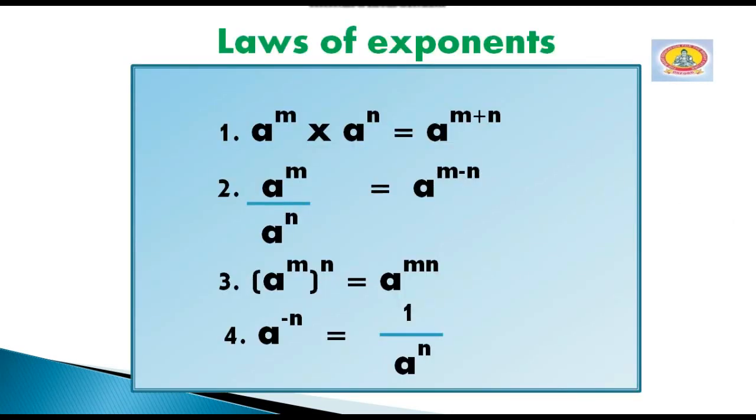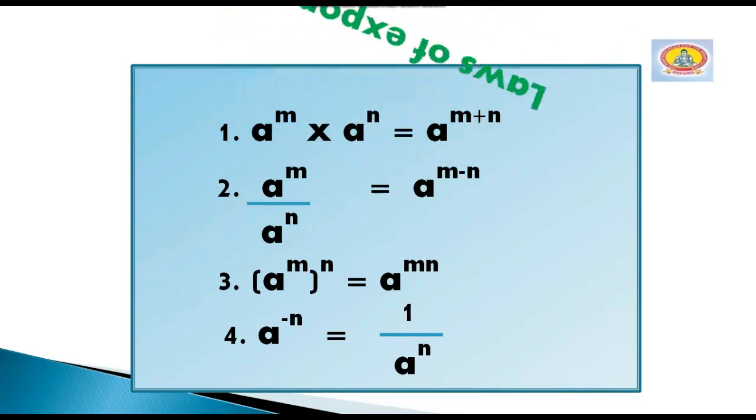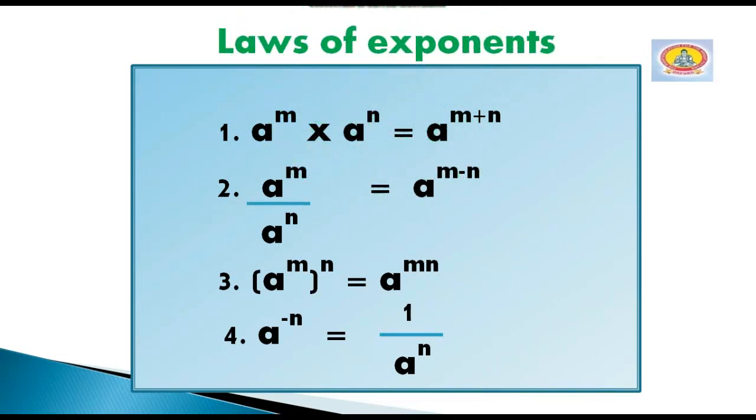Now let us study laws of exponents. First one, a raised to m into a raised to n is equal to a raised to m plus n. Second, a raised to m divided by a raised to n is equal to a raised to m minus n. Third, a raised to m whole raised to n is equal to a raised to m n. Fourth one, a raised to minus n is equal to 1 by a raised to n.